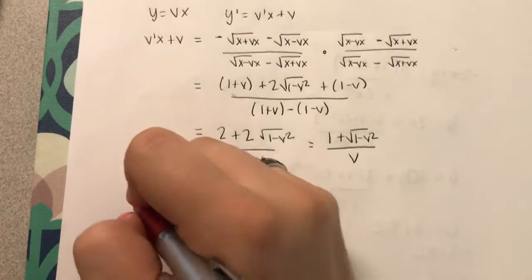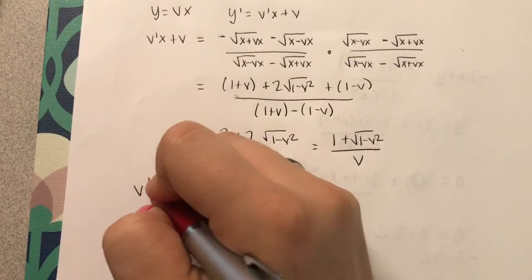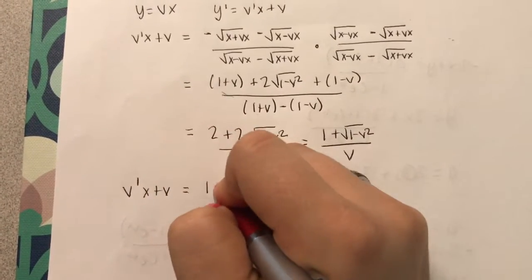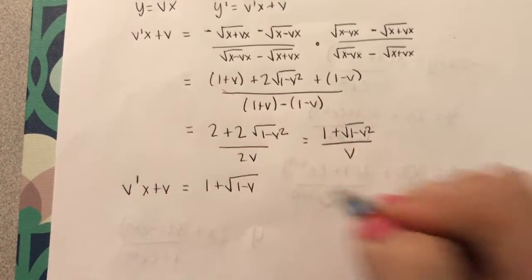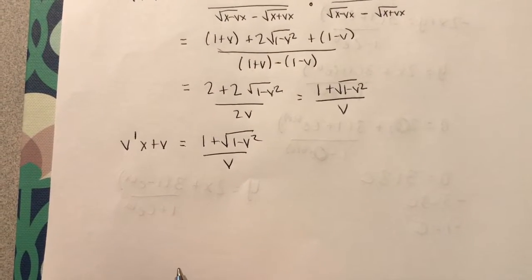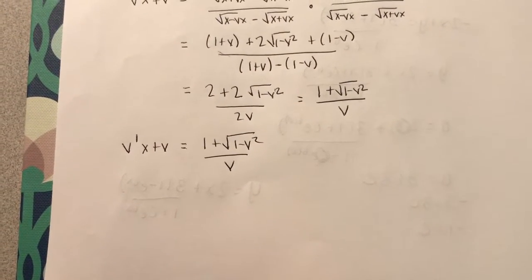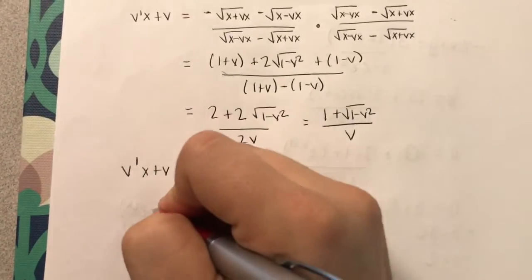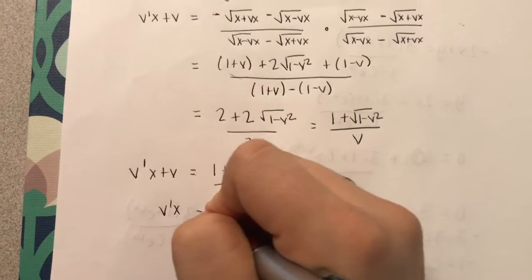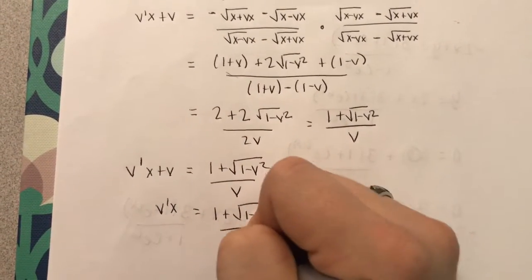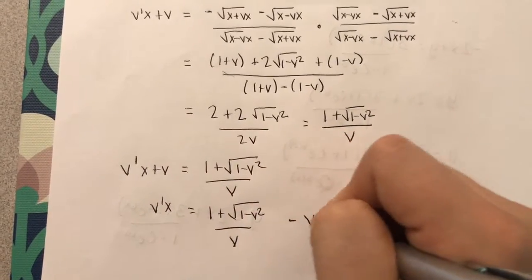So I'm going to clean that up and set that back equal. So I have v prime x plus v equal to 1 plus the square root of 1 minus v squared all over v. So from here, I'm going to subtract that v on the left over to the right. So I have v prime x equals 1 plus the square root of 1 minus v squared over v minus v.